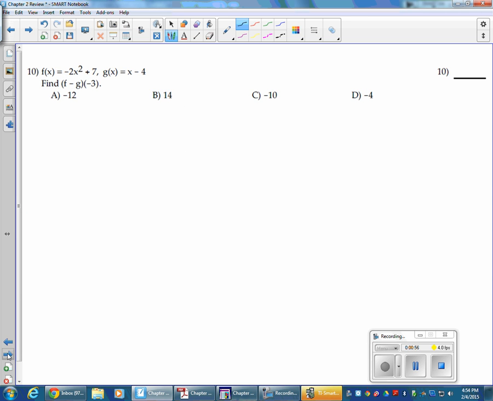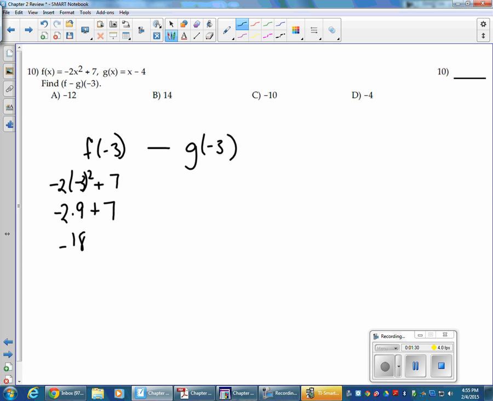Number 10 wants me to do f minus g of negative 3. So I'm going to do f of negative 3, get an answer, do g of negative 3, get an answer, and subtract those two. You've got to be careful here because you've got a squared. When you square a negative, you want to make sure that you actually square the negative and the number. So it'd be negative 2 times negative 3 squared plus 7, if I plug into the f equation, which would be negative 2 times 9 plus 7, which is negative 18 plus 7, which is negative 11.